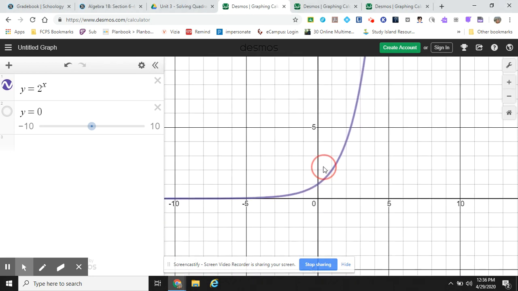I'm going to zoom in a little bit on it. But you see that it goes up really, really fast. That is an exponential growth model. It goes up really fast.